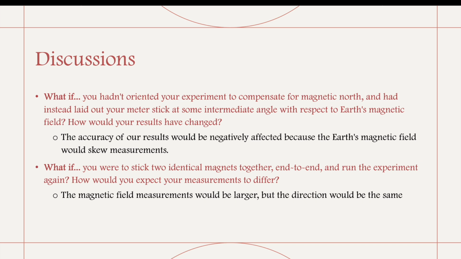Okay, what if you hadn't oriented your experiment to compensate for magnetic north and had instead laid out your meter stick at some intermediate angle with respect to the Earth's magnetic field? The accuracy of our results would be negatively affected because the Earth's magnetic field would skew our measurements.